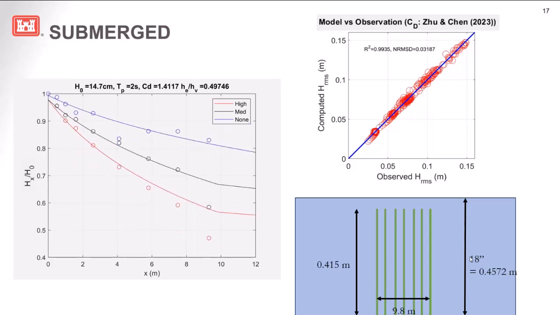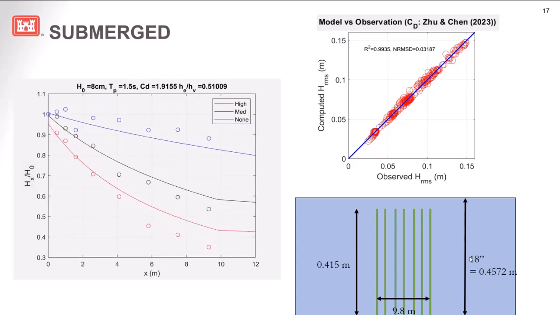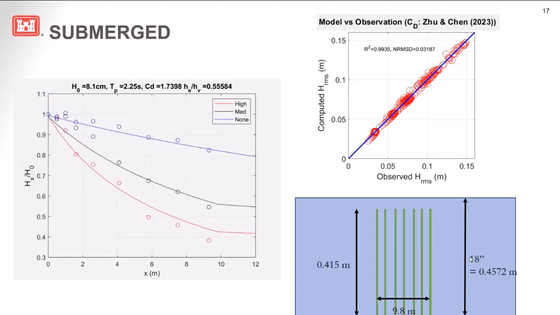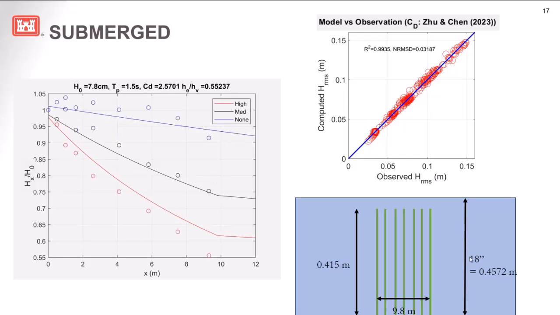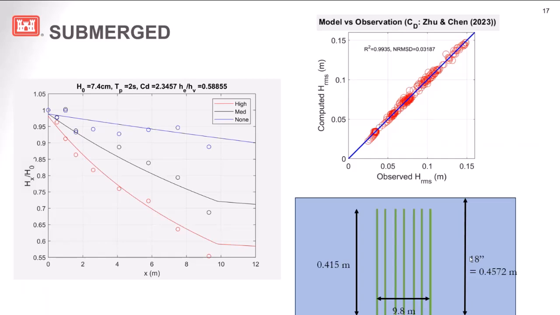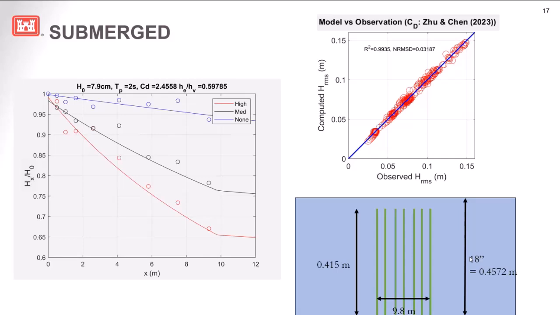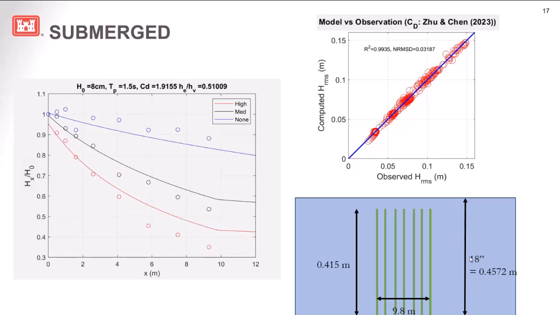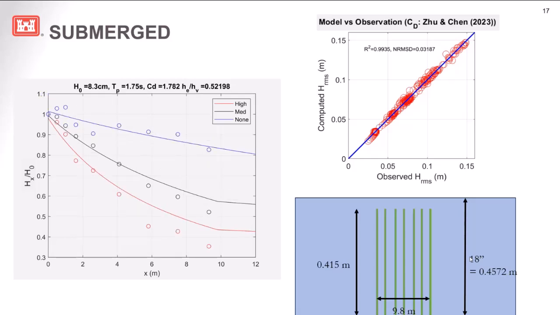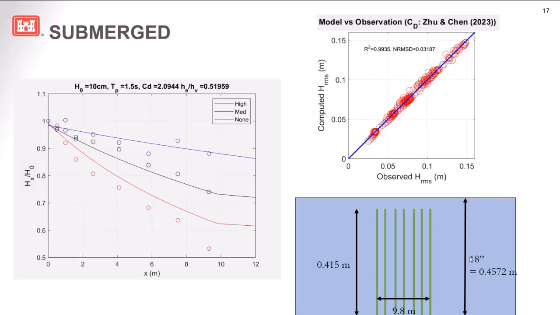Our high population density is in red, medium, 200 stems per meter squared, is in black, and no vegetation is in blue. We can see for the cases with a greater wave height, as we're cycling through from 8 to 10 centimeters, where the vegetation is slightly emergent, the simulation underpredicts the wave attenuation in those vegetated cases. And then for smaller wave heights where the vegetation remains submerged, there is a slight overprediction of wave attenuation. So although our model still performs well, those slight deviations can be noted.